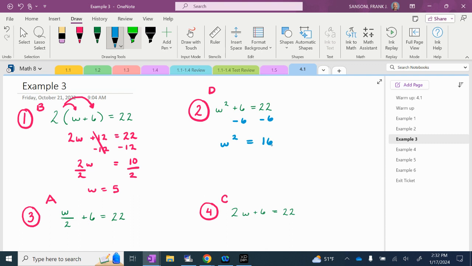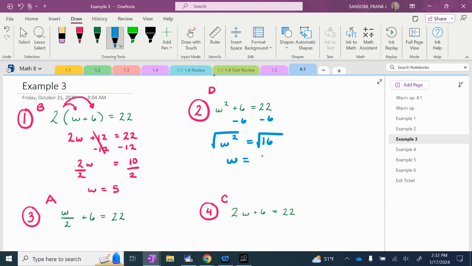I forgot what the check mark is called. Square root. There we go. So I just take the square root. So what is the square root of 16? Well, I heard an 8, but I heard 4.